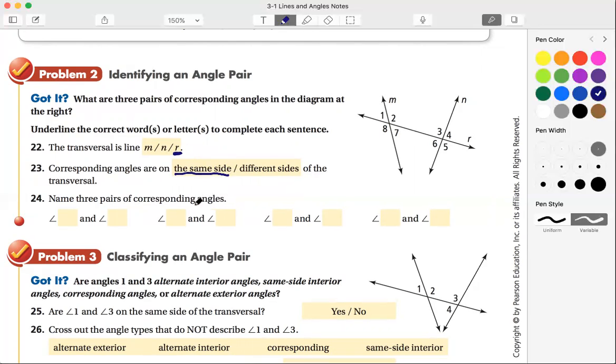So now we're going to name 3 pairs. Here's 1 and 3, which would be a pair of corresponding angles. 2 and 4 would be a pair of corresponding angles. 8 and 6 would be another pair. And 7 and 5 would be another pair.